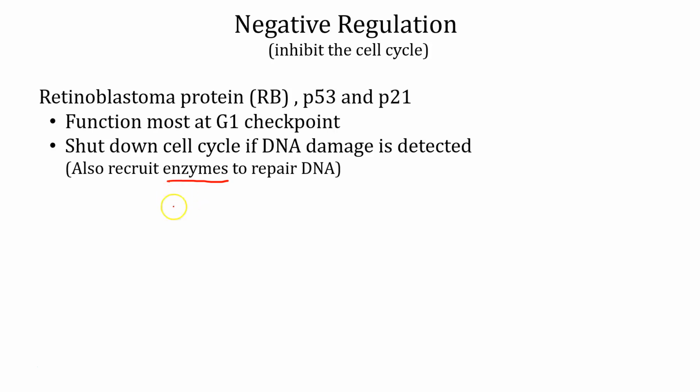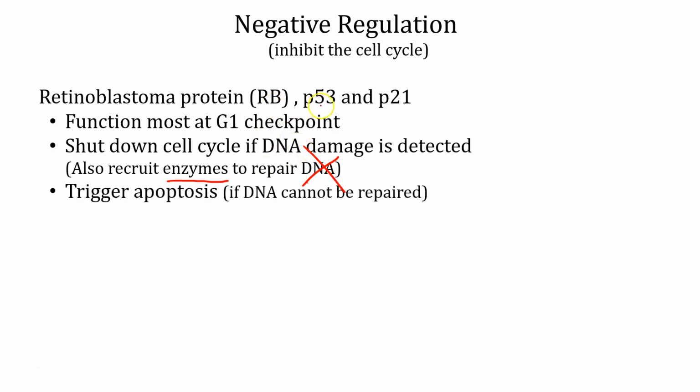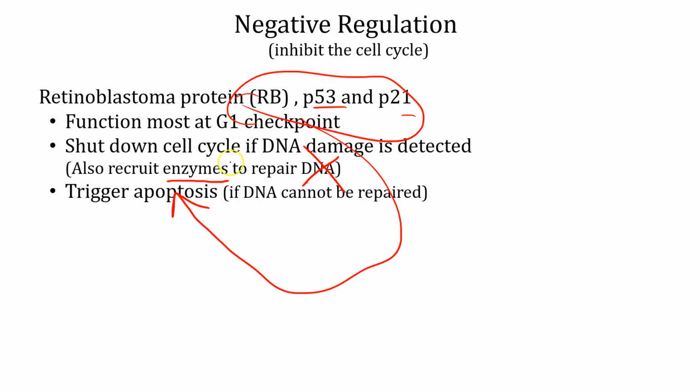If the enzymes are recruited to repair the DNA, but the DNA is just beyond repair, it's too broken, it's too messed up, then those molecules, P53, P21, and RB, are going to collectively work together to tell the cell that it needs to just shut down, close up shop, and be destroyed. So that is what we call apoptosis.